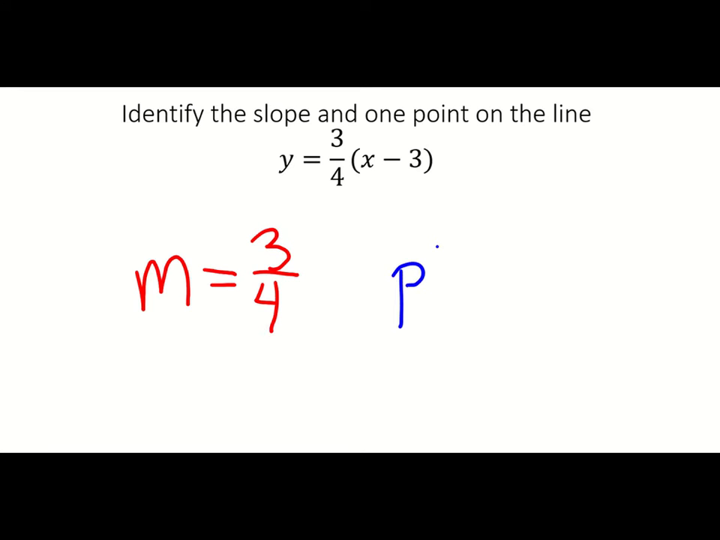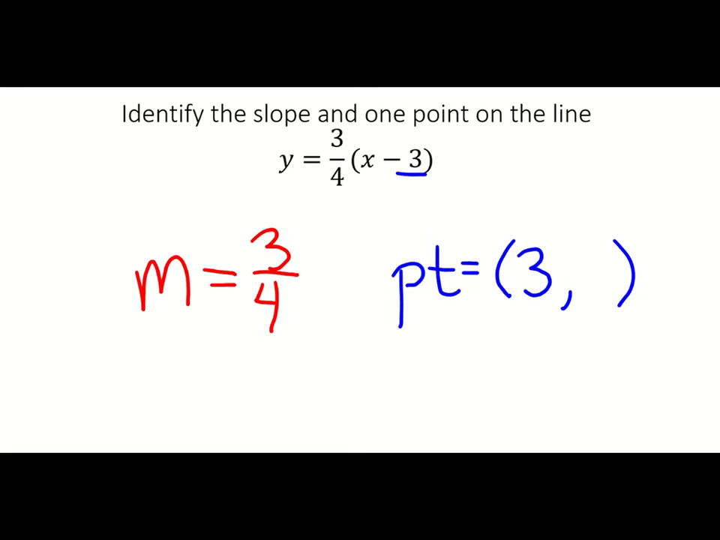Our point is always written x and then y. So what we're going to do is find x and see what number's with it. In this case, it's a -3. So even though it looks negative, remember points, we do the opposite sign. So this one would be positive.